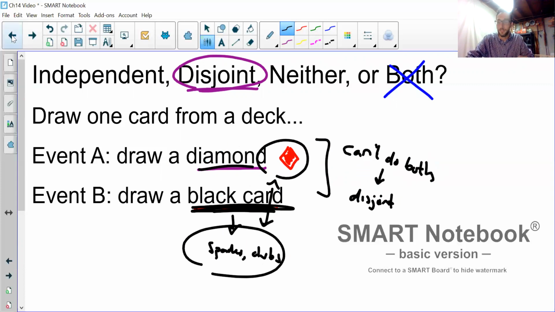Synonyms. And then like, I'm done. I don't have to go through the rest of the thought process because I already know they're disjoint, and there's no way they're both.